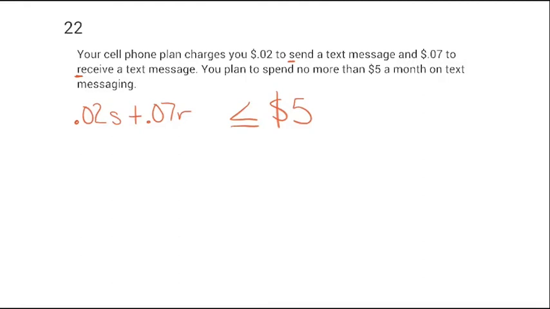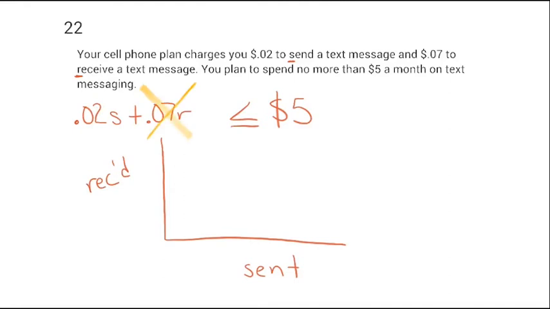It says B, graph the equation from part A. Explain what the intercepts mean in this situation. Well, I told you that if you have an equation that's in standard form, and this is basically in standard form, an easy way to do it is the cover-up method. Put a zero in for the y-coordinate to figure out what the x is, and then put a zero in for the other one to find the y-coordinate. So I want to find my sent intercept. The way I'm going to find the intercept for sent is I'm going to cover up the 0.07R. Then I'm going to do what it says. I want to solve for S. So to solve for S, I divide both sides by 0.02.